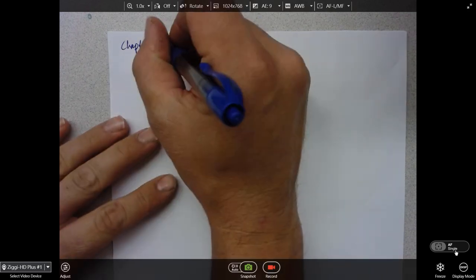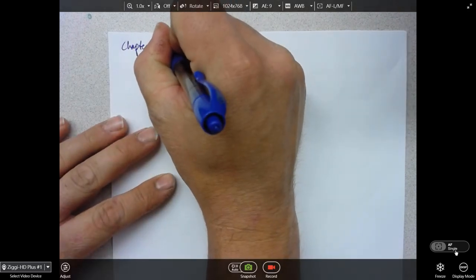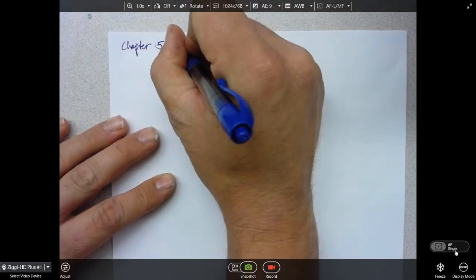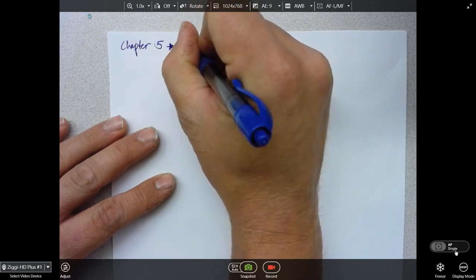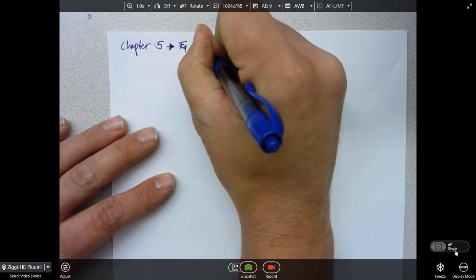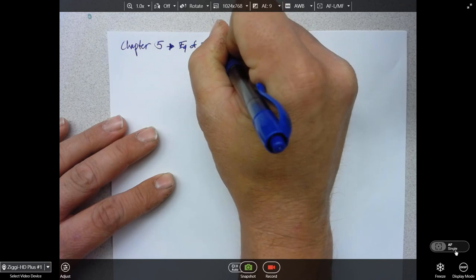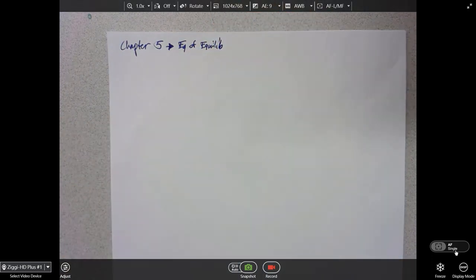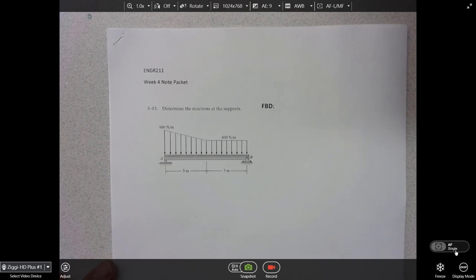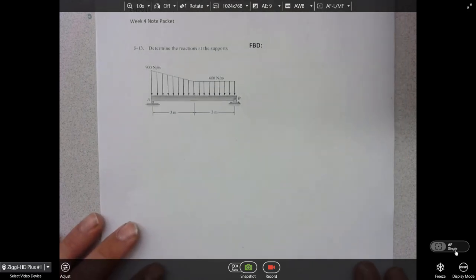We're going to jump into chapter 5 today. And chapter 5 is all about equations of equilibrium, or equilibrium of a rigid body. So I'm going to say equations of equilib. Okay? Before we do that, though, let's just review real quickly what we did last time on Friday with a little distributed loading problem.